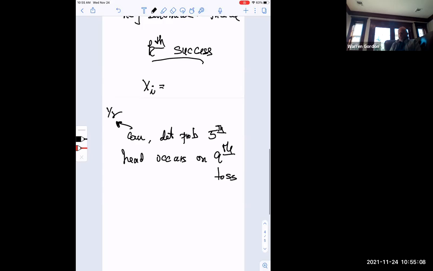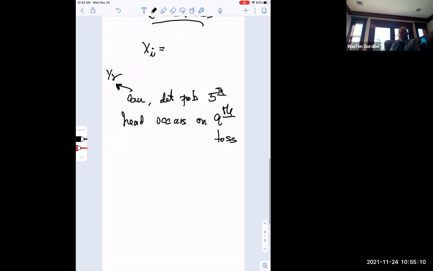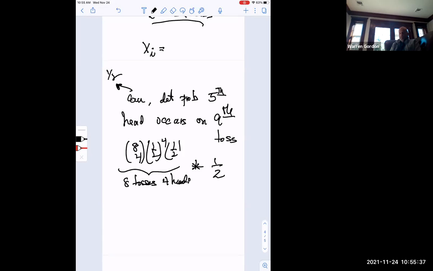Well, if the fifth head is going to occur on the ninth toss, that means in 8 tosses, you have to get 4 heads. And on the last toss, you get a head, whose probability is a half. In 8 tosses, if you wanted 4 successes, the problem is easy to do.